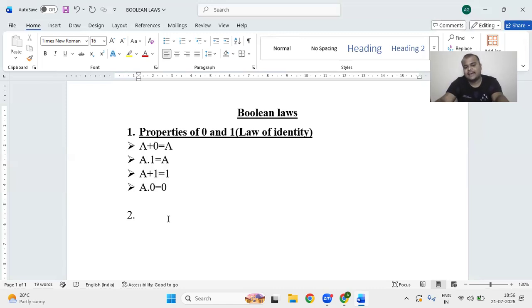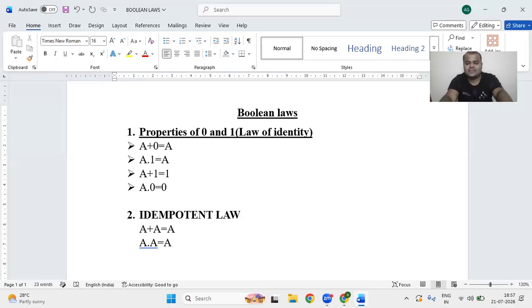Next I can go to the second law. I don't know how to pronounce this one. Idempotent law. What idempotent law says, if I take A plus A, it is A. Example, 0 plus 0 is 0, 1 plus 1 is 1. What idempotent law says, A plus A is A, and the second property is A into A is also A. 0 into 0 is 0, 1 into 1 is 1. By using the truth table also I can write, but the truth table is not required because these are all simple ones.